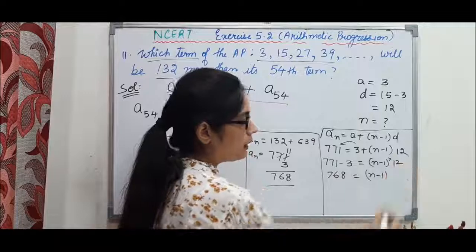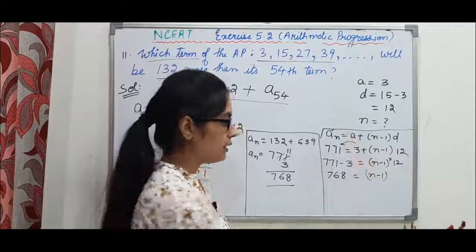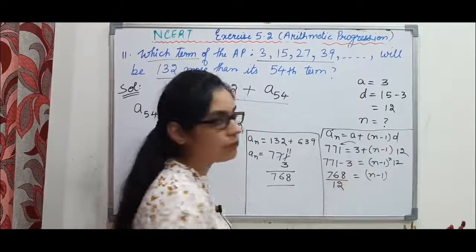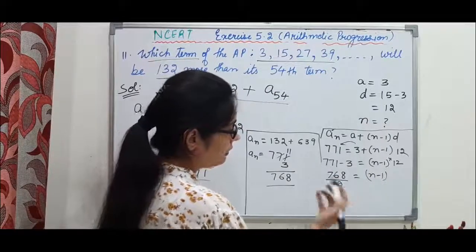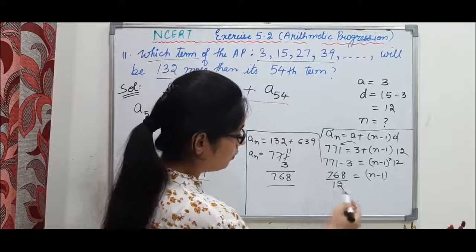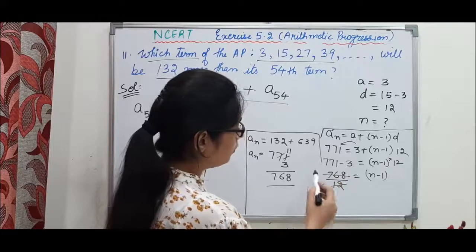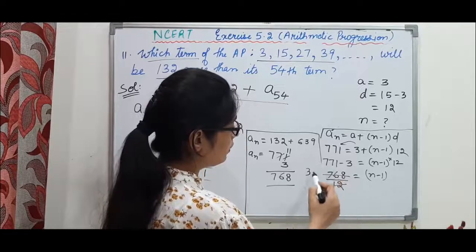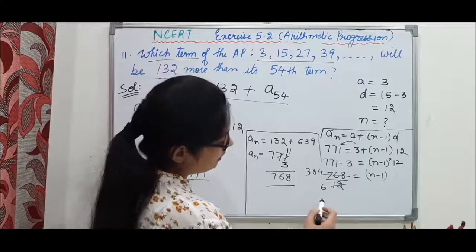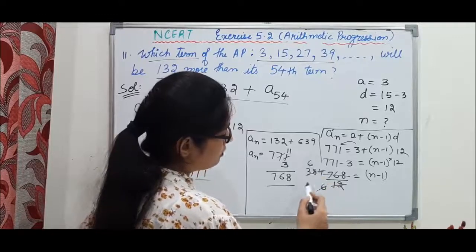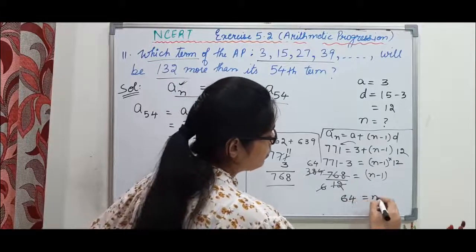See, this 12 is getting multiplied with n minus 1. In the next step I have to shift 12 to the other side. When I shift it to the other side, it will be changed to division. We can do cancellation, whichever table you can start from, 2 also, 3 also. 2 into 6 is 12, 2 into 3 is 6, 2 into 8 is 16, 2 into 4 is 8. Now on 6 tables directly we can do: 6 into 6 is 36, 6 into 4 is 24. So 64. 64 is equal to n minus 1.